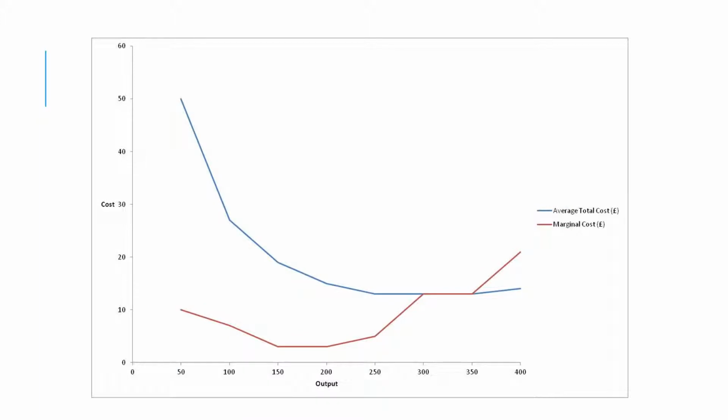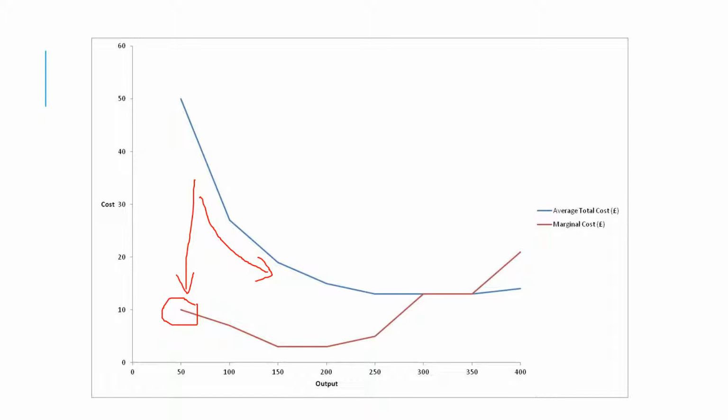This works quite nicely in a diagram to illustrate this. The blue line here is the average cost, and we can see, early on, the average cost starting to fall, and then the red line here shows us the marginal cost. And what we can see is that as long as the marginal cost stays below the average cost, the average cost continues to fall.